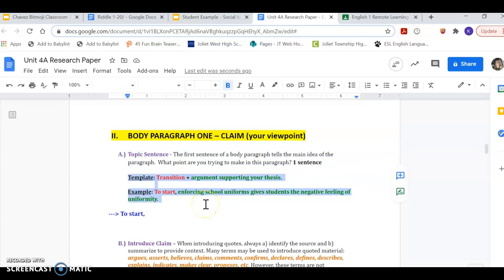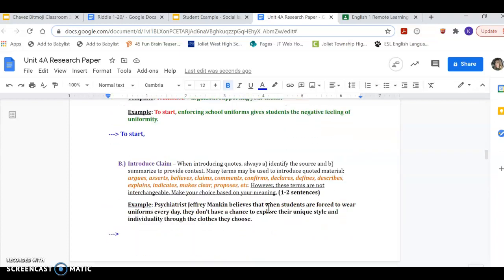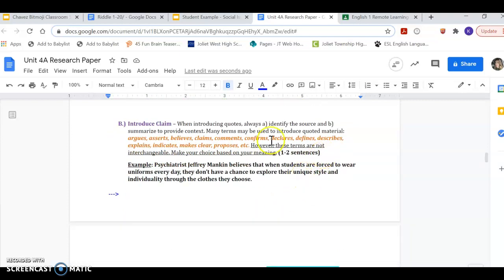So in my example about students wearing school uniforms, my topic sentence is, to start, enforcing school uniforms gives students the negative feeling of uniformity. So I have my transition in red and my argument in green. You are typing yours in blue next to this arrow, and we even started with your transitional phrase for you. So finish the sentence here. Then scroll down to letter B, which is the introduction to your claim.